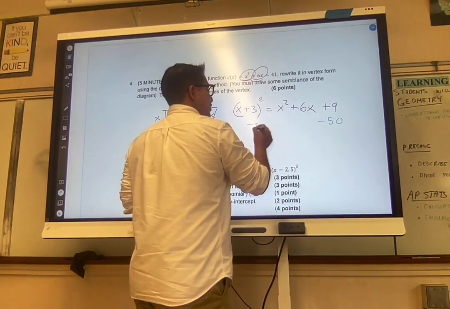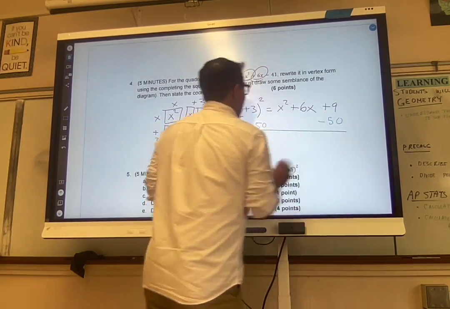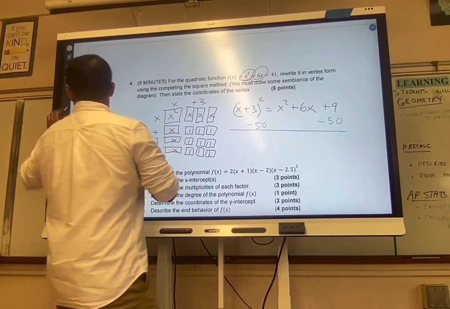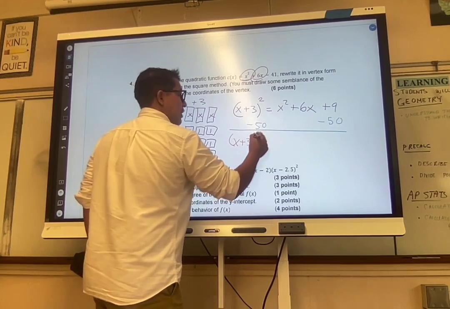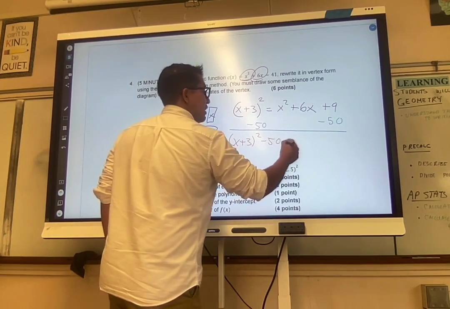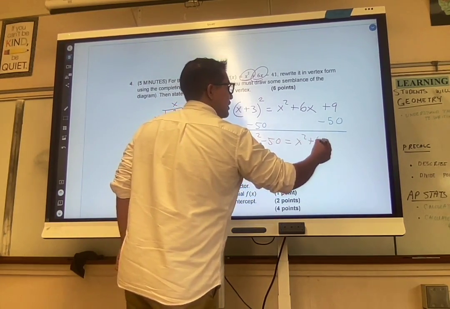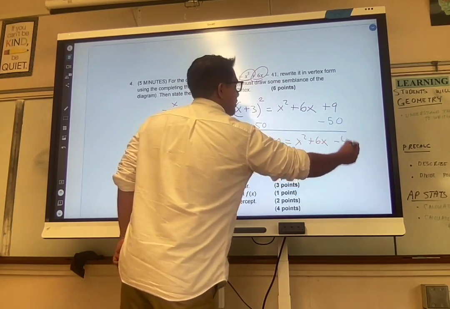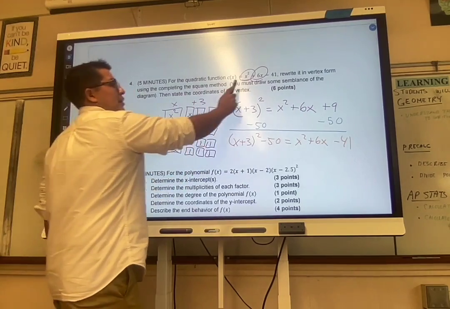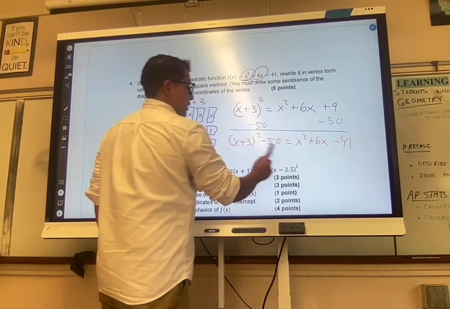So if I subtract 50 from both sides of this equation, I would create the new equivalent equation reading (x plus 3) squared minus 50 is the same thing as x squared plus 6x, and then again, 9 minus 50 is minus 41. Okay, so there we go. So we were able to rewrite our original quadratic in vertex form.